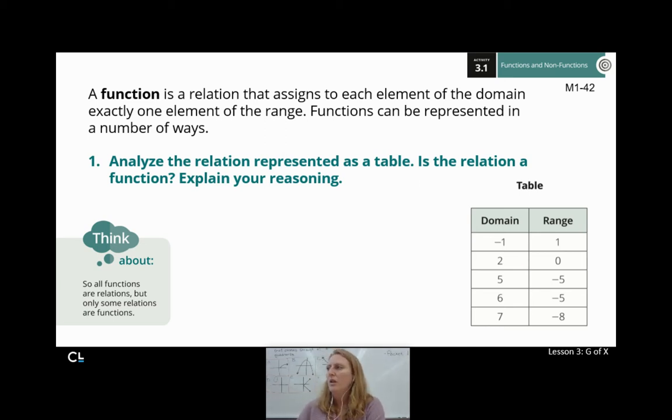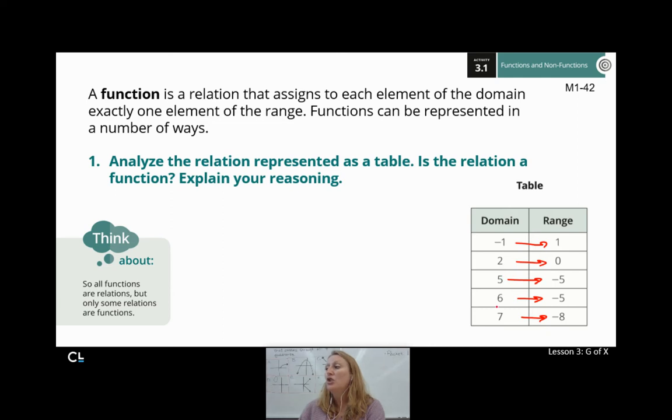So this actually is a function, and I'll show you why. My domain, if I plug in a -1, I only get one answer, 1. If I plug in a 2, I only get one answer, 0. If I plug in a 5, I only get one answer, -5. If I plug in a 6, I only get one answer, -5. And if I plug in a 7, I only get one answer, a -8.